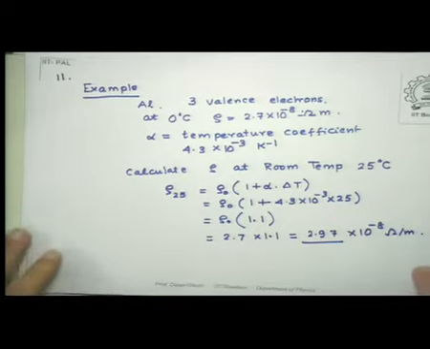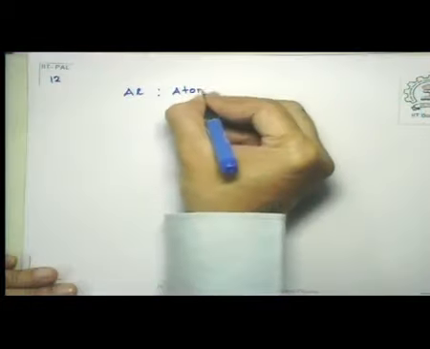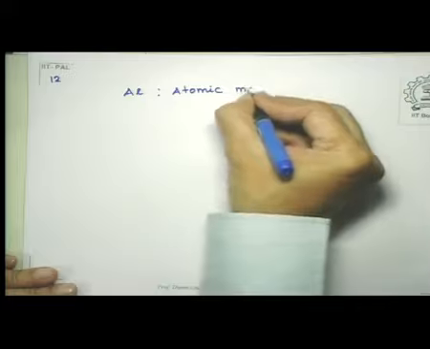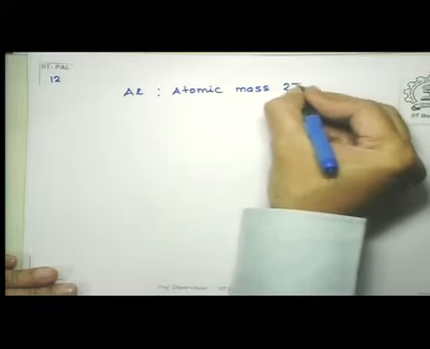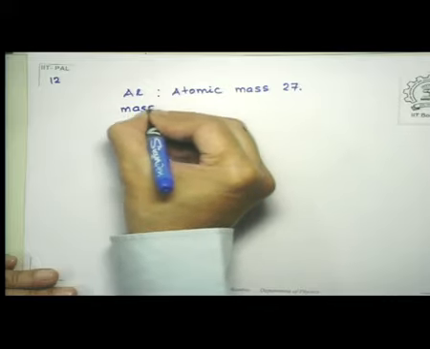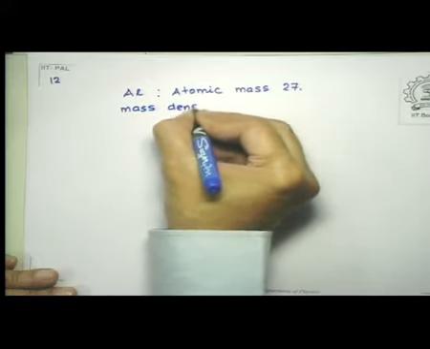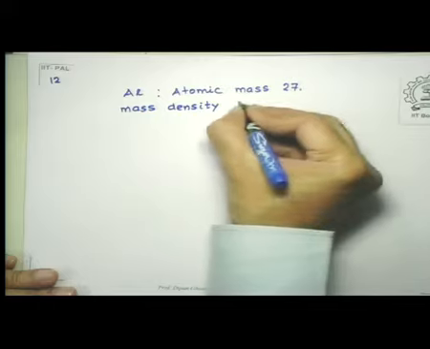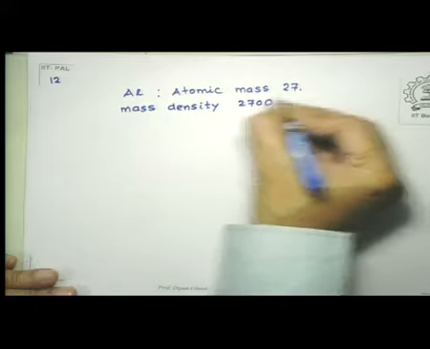Returning back to the properties of aluminum. Aluminum has an atomic mass of 27, and it has a mass density of about 2700. This makes our calculations a little easier.